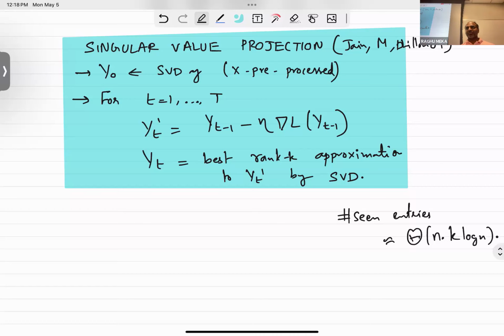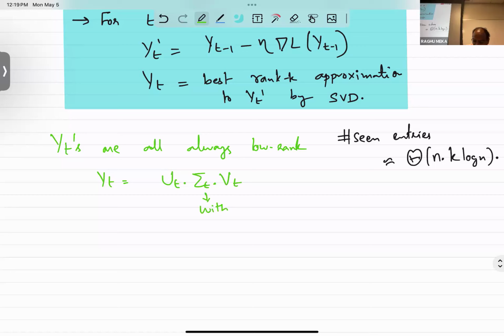So one thing that's important to exploit is that the Y_t's are always low rank, okay? But we never write down Y_t. We always keep track only of the SVD of the matrix. Does that make sense? So we basically only keep it as something like U_t times sigma_t times V_t, with only k non-zeros, basically. So you have to keep this invariant because of computational reasons. I can never write down this full matrix. I have to keep U, sigma, V separately.